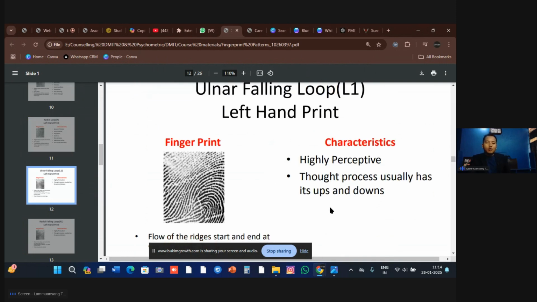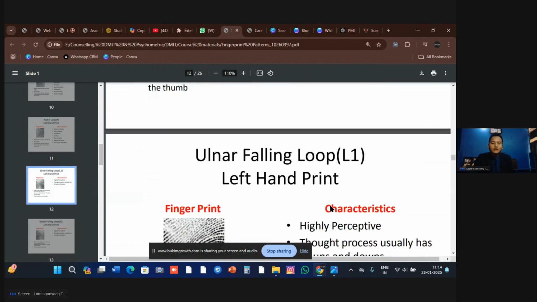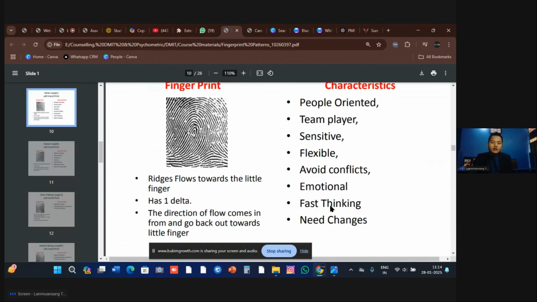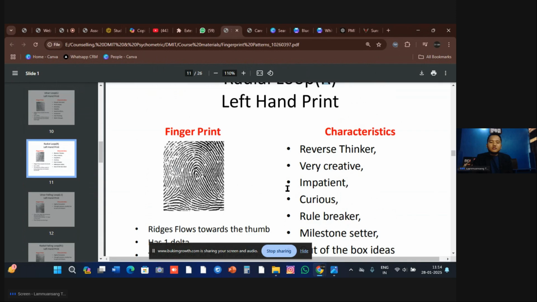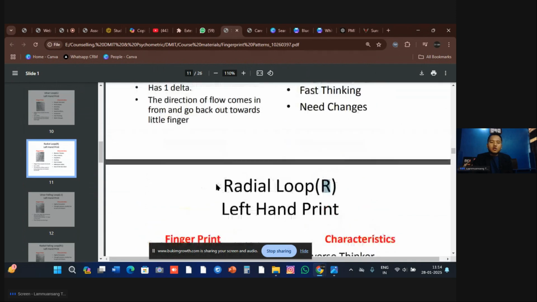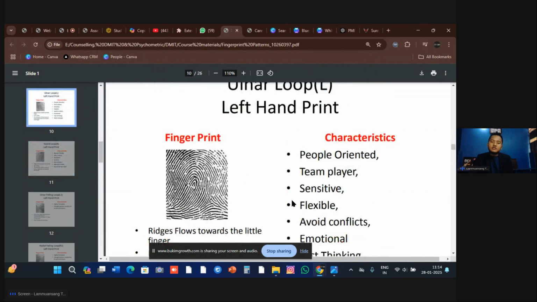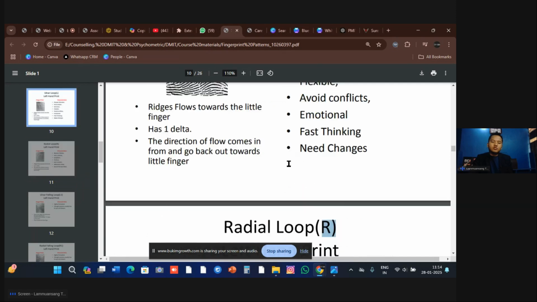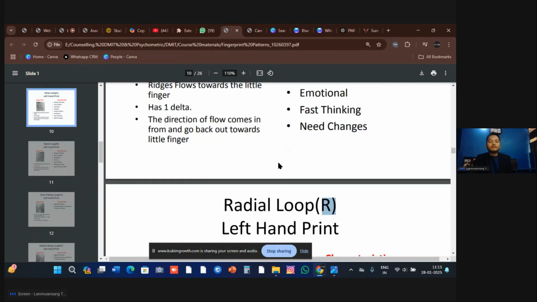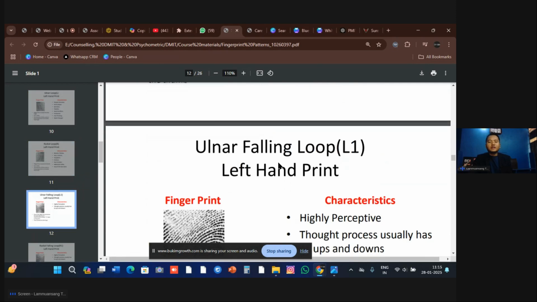So L1 and R1, what is the difference? This is L, and this is R. The opposite side. This tri-radius is on the right side. This tri-radius is on the left side, that is R, if it is for the left hand. If you see this kind of pattern on the right hand, that means this will become L. It will become L for the right hand. It's like a mirror. Got it right?